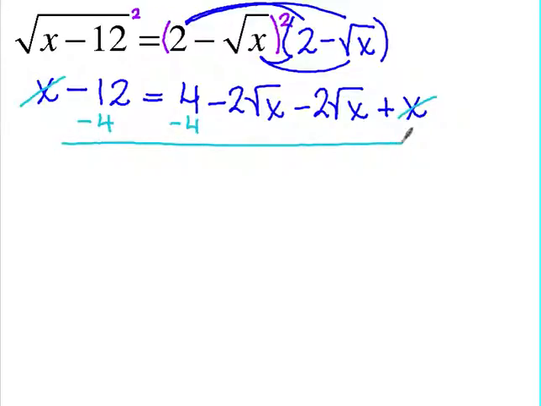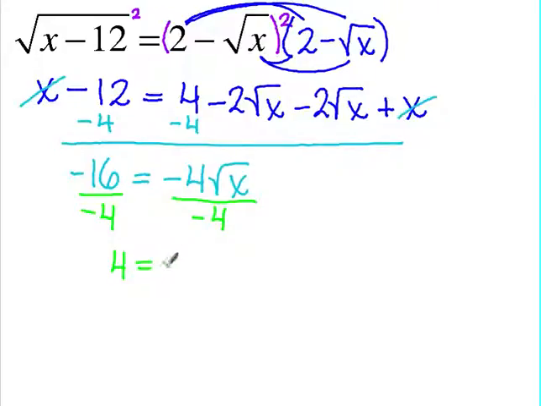So on the left side, what are you left with? Negative 16. On the right side, let's see what I have left. I have negative 2 root x, which is negative 4 root x. What do you do now? Divide by negative 4. So you get 4 to equal root x. What do you do now? Square it. So what do we get? So now what do we have to do? Plug it in.